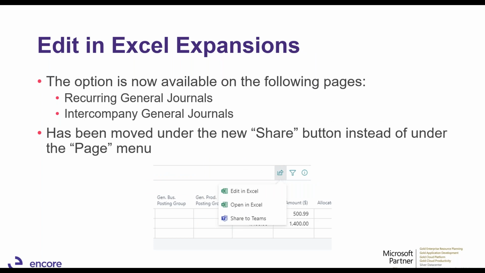So also with Wave 2, there's expansions to editing in Excel. The option is now available on recurring general journals and the intercompany general journals page. The button has also been moved across Business Central. So it's under this new Share button on the right side where you can find the Filter button and the Info pane button. So it is not under a Page button on the menu anymore.